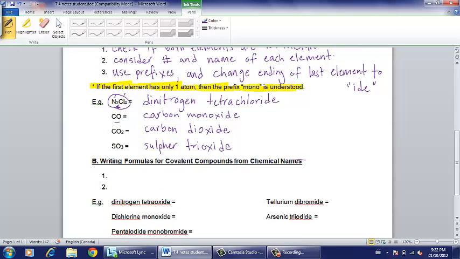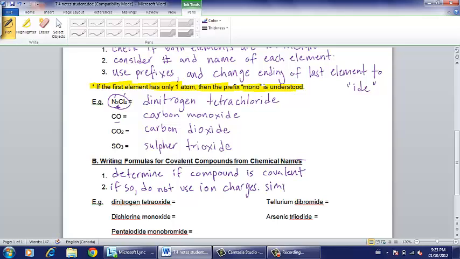So that's the naming. The other thing we can do is write the formulas from the names. What you need to do here is, again, determine if the compound is covalent. And you would do that by checking that it's two nonmetals. Then if so, do not use ion charges. You would simply examine the name. The name is going to tell you how many of each element there are.